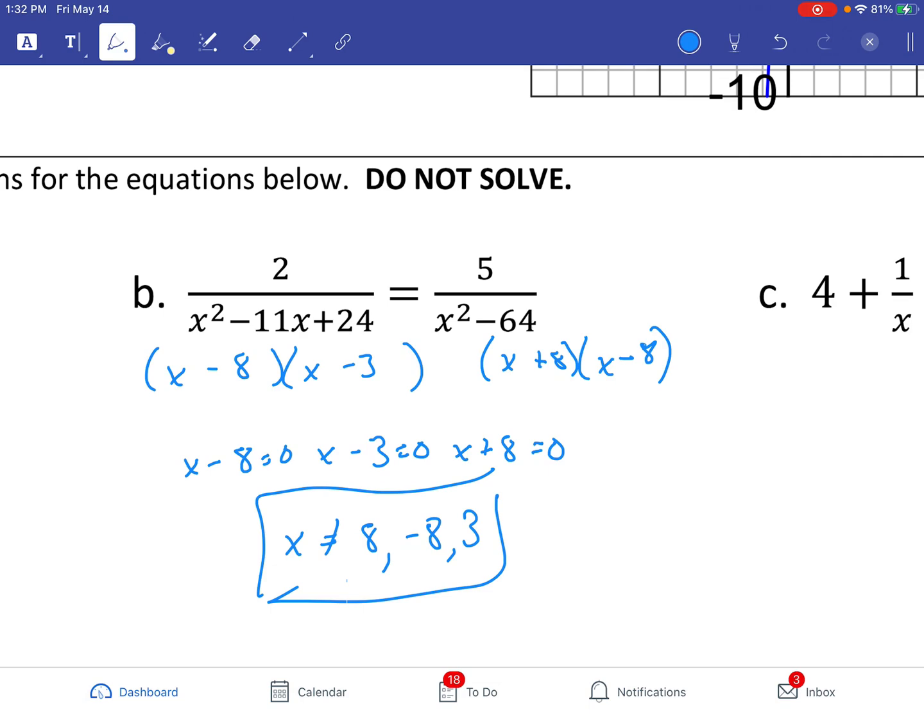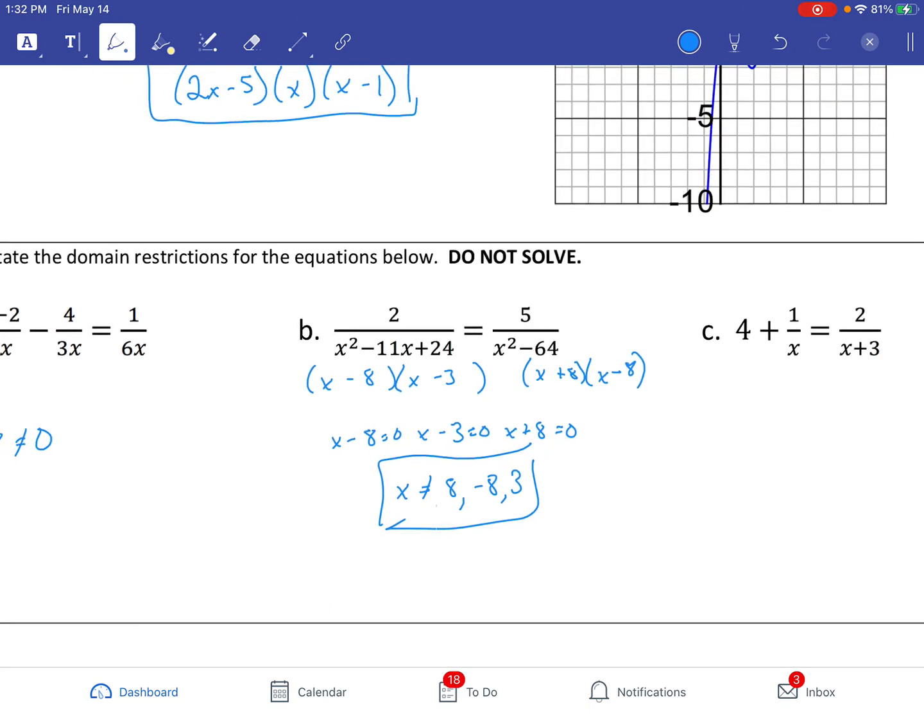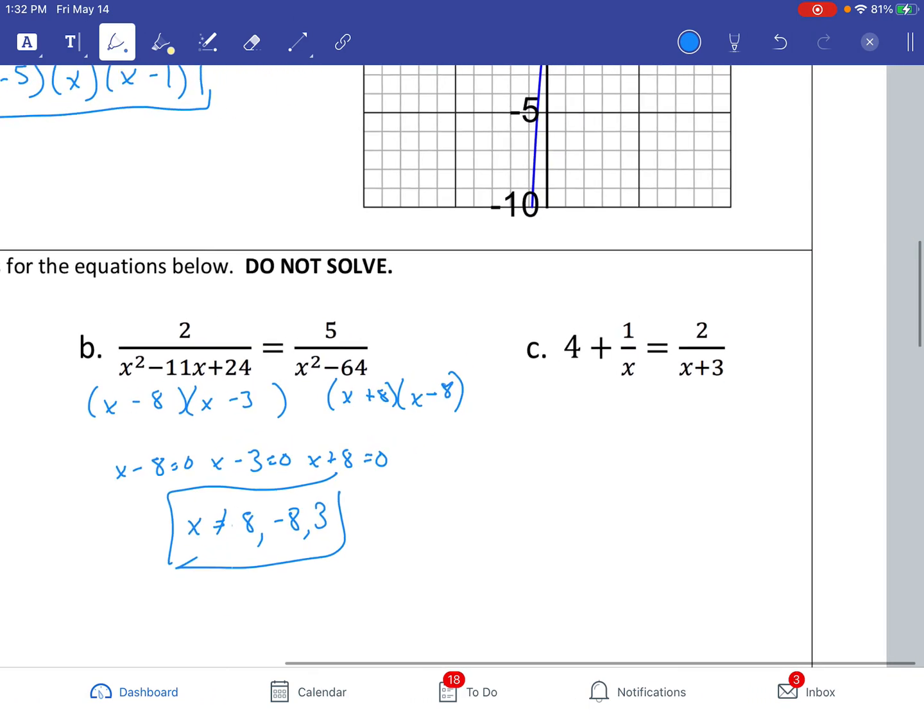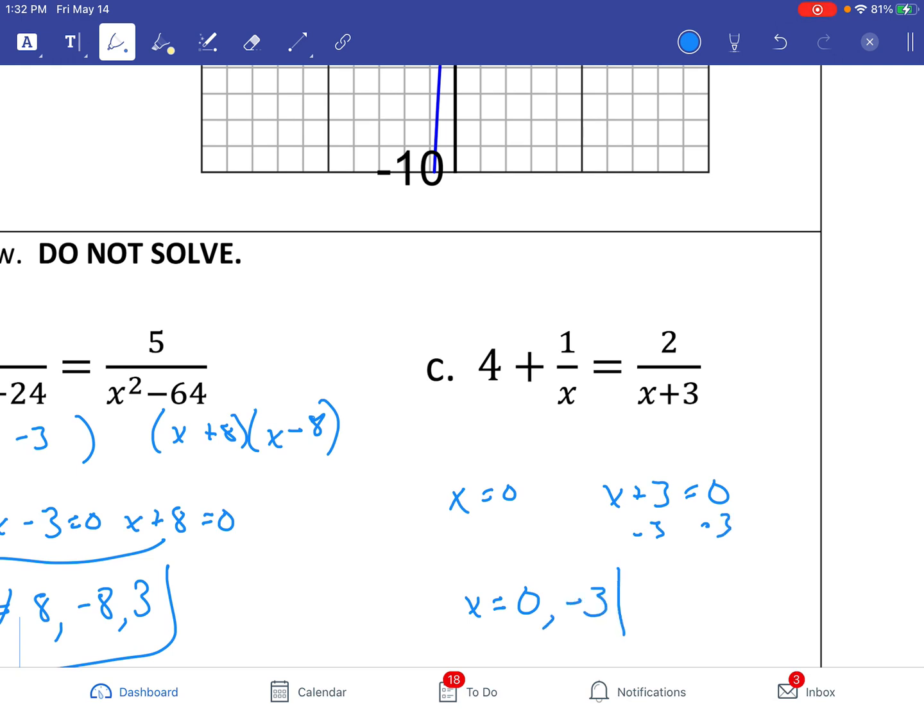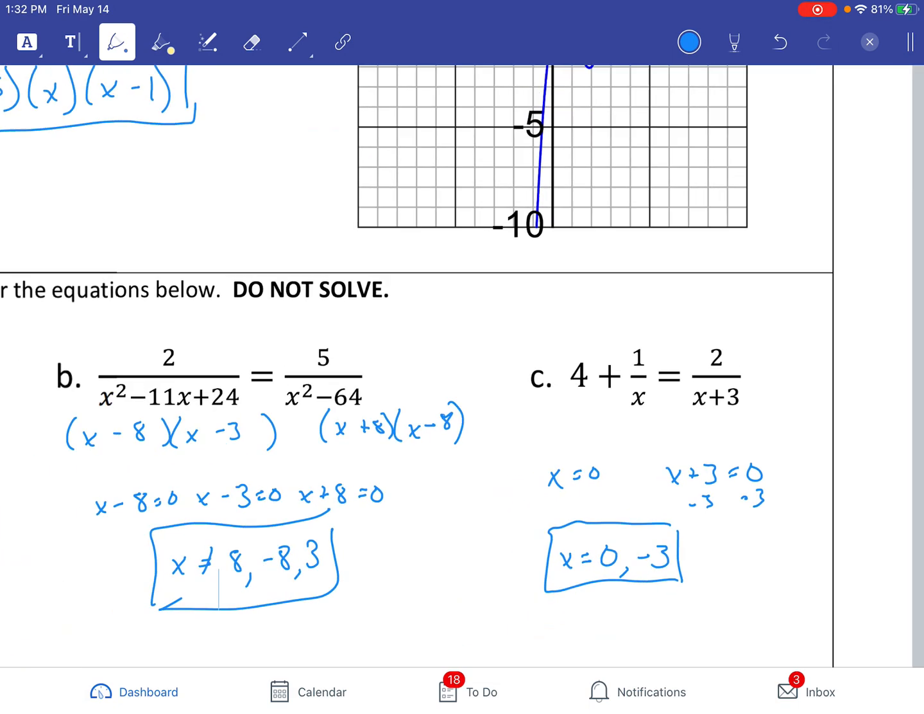Okay, so we're just looking at the denominators for this particular standard. We're not looking to solve the equations. All right, and then here we have two denominators: x and x plus 3. We set them both equal to 0 and solve. So x equals 0 is already one of them. If we subtract 3 from the other side, we also have negative 3 as one of the denominators that does not work. Okay, and that is it.